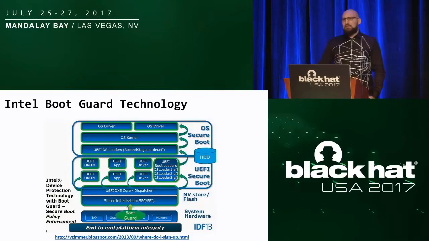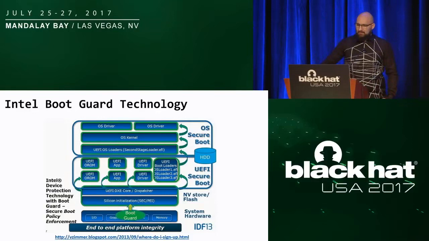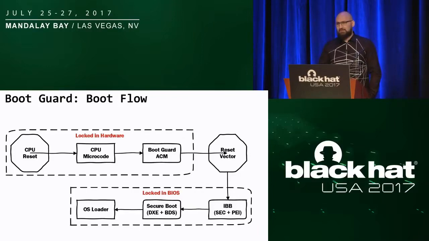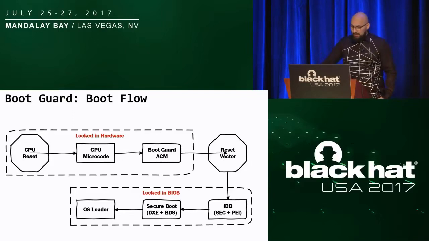But actually, in 2013, Intel presented the Boot Guard technology, and this screen shows all the information which came out publicly. It's not too much. And I decided a long time ago to reverse engineer this technology. The boot flow with active Boot Guard looks like this. So we have a CPU reset. After that, the CPU microcode verifies the Boot Guard ACM, the authenticated code module, and the authenticated code module passes control to the reset vector. And all these steps are locked by hardware.